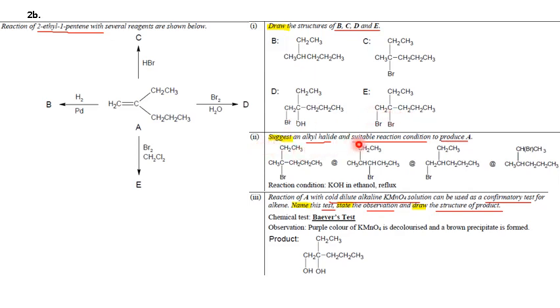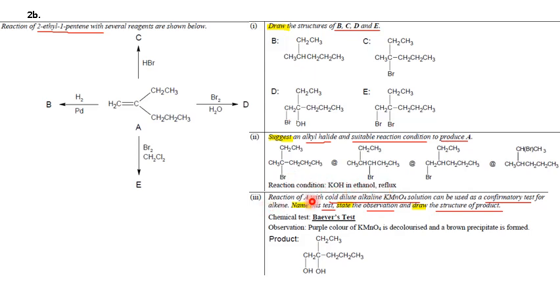Number 2. Suggest an alkyl halide and suitable reaction condition to produce A. So the alkyl halide can be Br over here, or Br over here, so there are 4 possibilities. You just choose one answer, either one. The easiest ones are over here and over here. I think most students will write down these 2 answers. The reaction condition must be potassium hydroxide in ethanol, reflux.